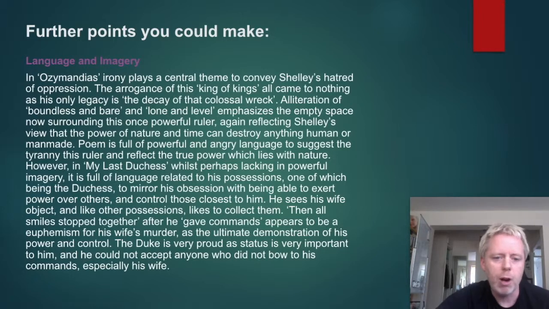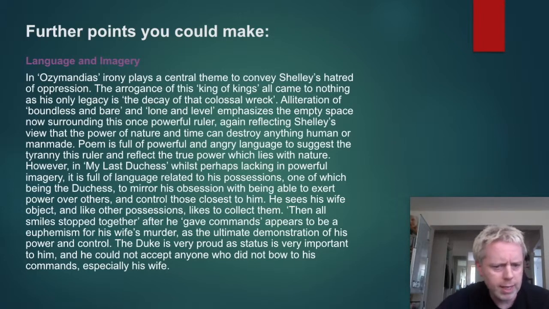The poem is full of powerful and angry language to suggest the tyranny of this ruler and reflect the true power which lies with nature. However, in My Last Duchess, whilst perhaps lacking in powerful imagery, it is full of language related to his possessions. So there's a comparison, a difference. One of which being the Duchess, to mirror his obsession with being able to exert power over others and control those closest to him. He sees his wife as an object, and like other possessions, likes to collect them.